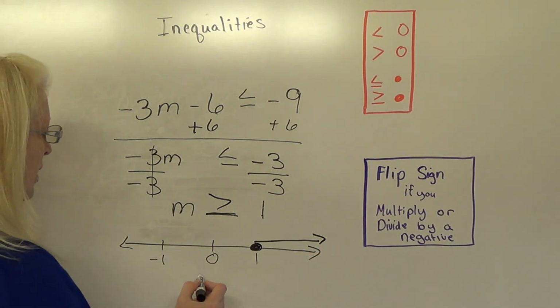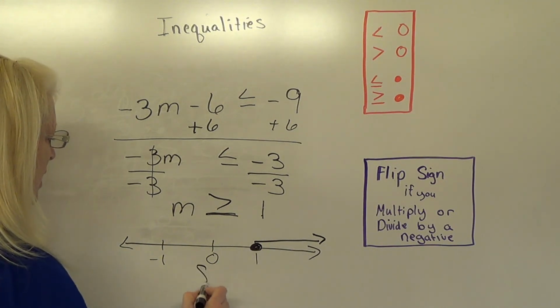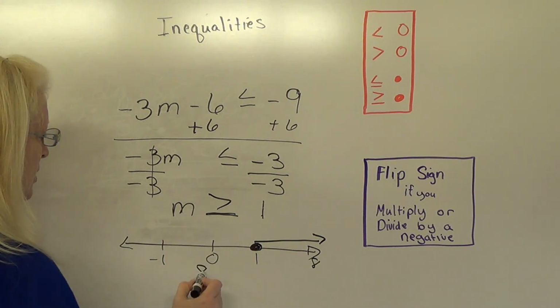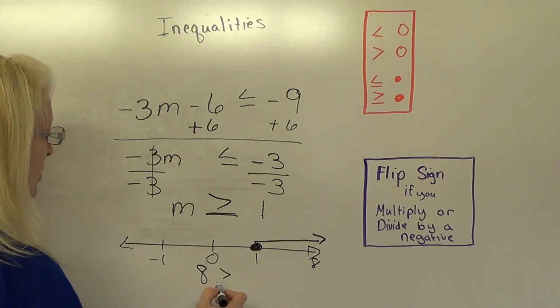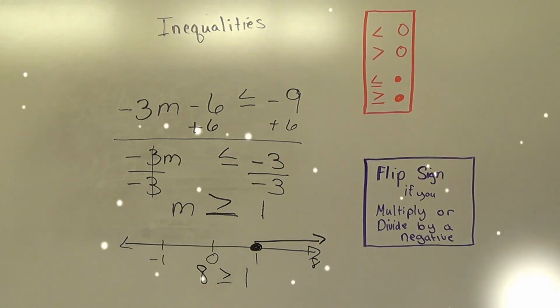So let's say I picked 8. Is 8, so 8 would be over here somewhere. Is 8, I'm going to substitute that in for n. Is 8 greater than or equal to 1? Yes, it is. It's greater than or equal to 1. So I've solved it correctly. And this is working with inequalities.